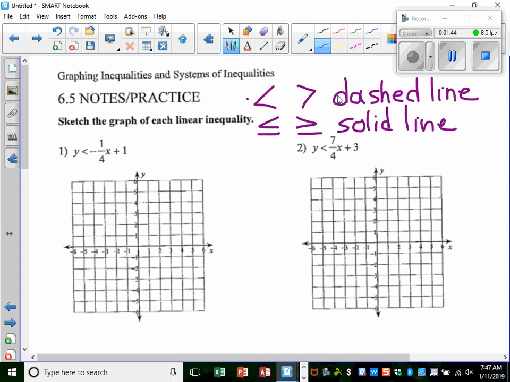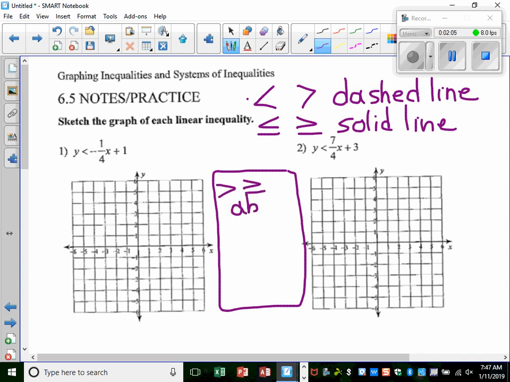Then there's also some shading that goes along with this. So there's another key for shading. So I'll put that in right in here. For the shading part, if it's greater or greater equal, then you're going to be shading above the line, right? And if it's less or less equal, you shade below the line.